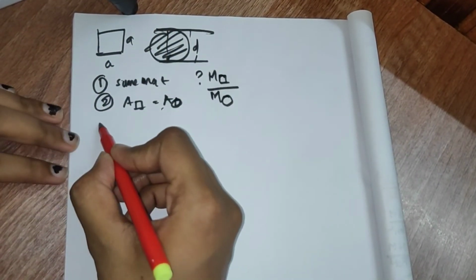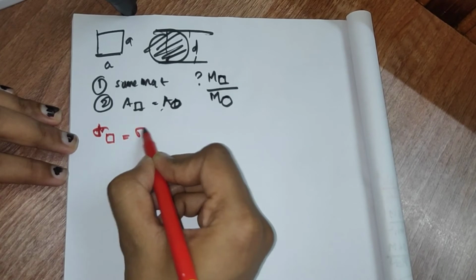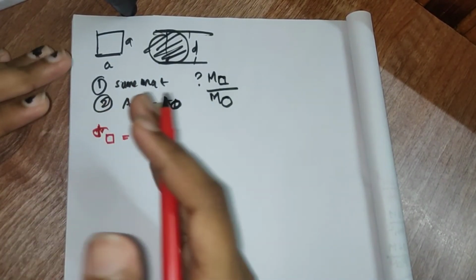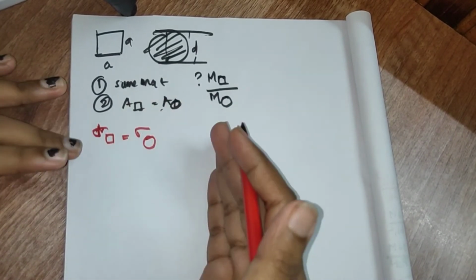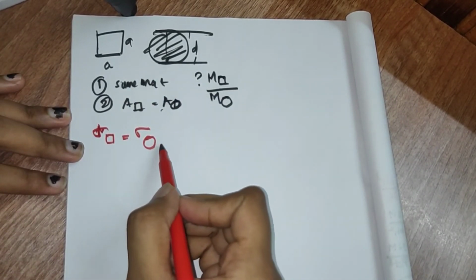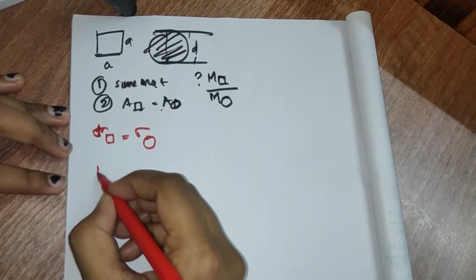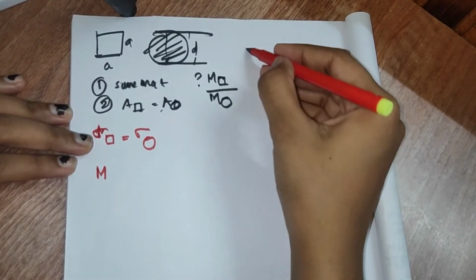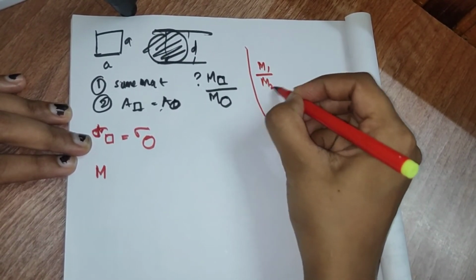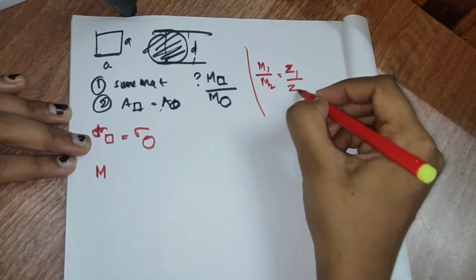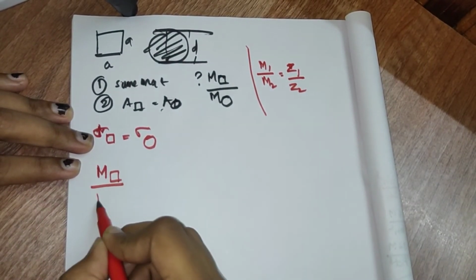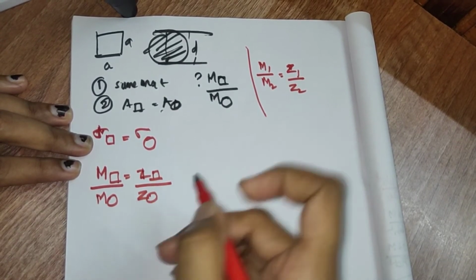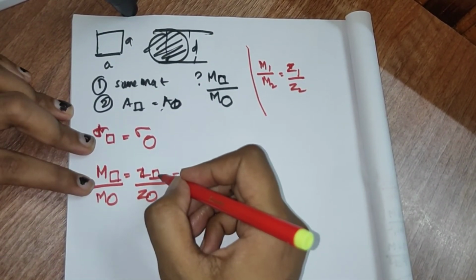So first, sigma rectangle equal to sigma circle, both having same material. So same material means sigma 1 will be equal to sigma 2. So sigma rectangle equal to sigma of this circle, both having same stress, right? Next, we have already studied, for these two materials, M1 divided by M2 equal to Z1 by Z2. So same thing for this rectangle: Z of this rectangle divided by Z of the circle.